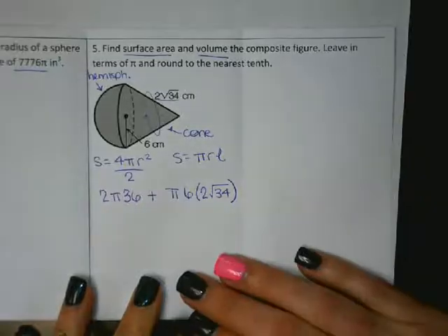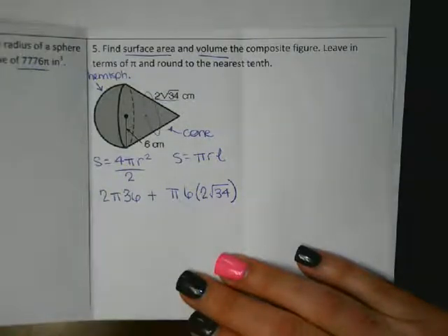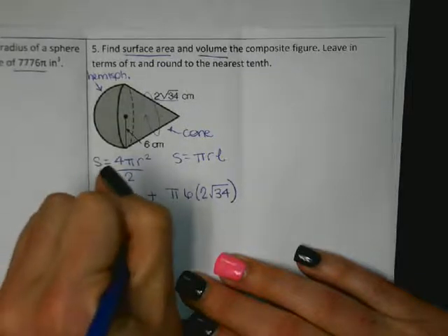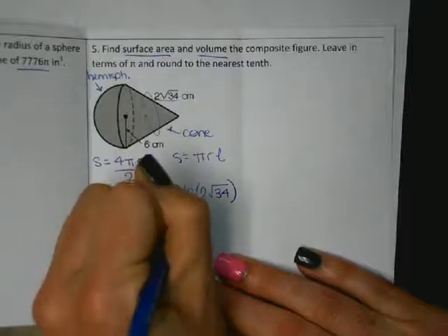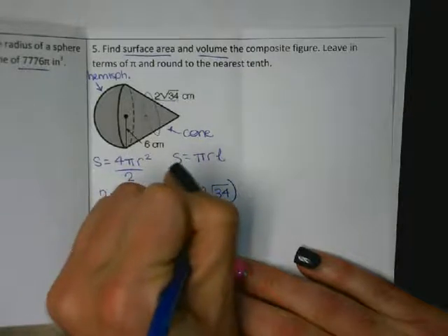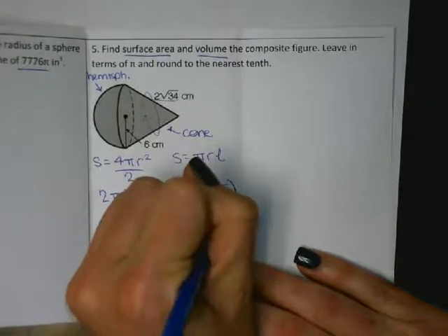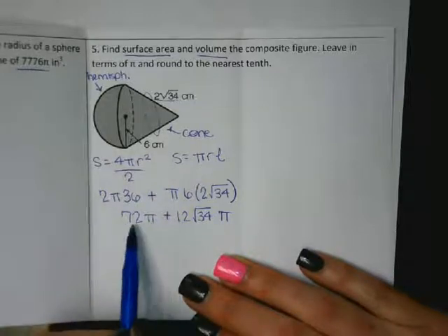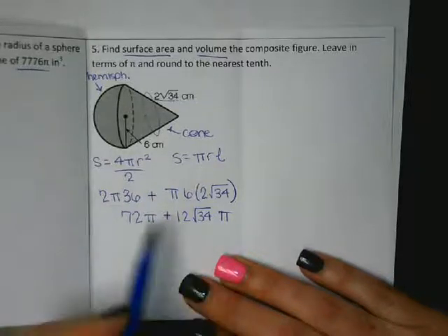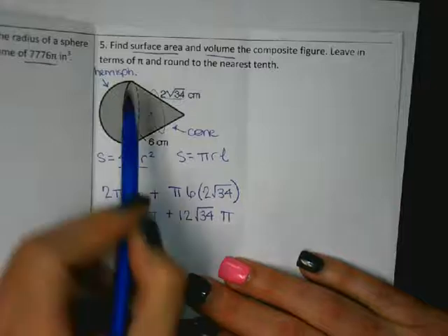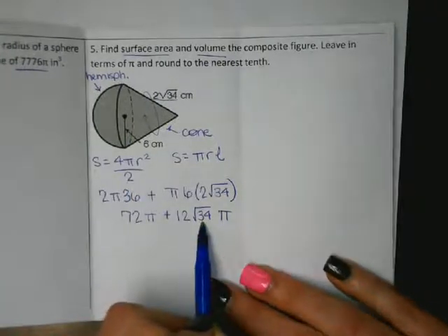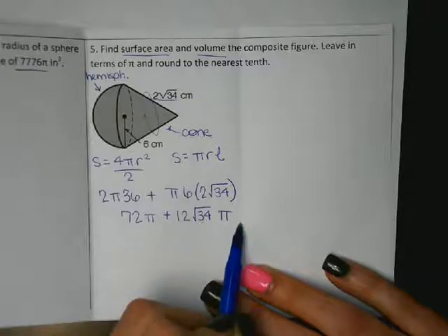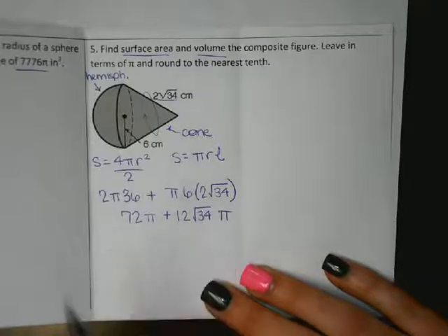Okay, let's see if we can clean it up. 2 times 36, you should have already been putting in your calculator. Plus 6 times 2 is 12. Radical 34 is along for the ride. Pi's on the back side. This is as low as I can go. I can't clean it up anymore if I'm going to leave it in terms of pi. And the reason I can't is because of the radical. I do have 2 pi's. I could add those, but since I have the radical, it kind of stops me.